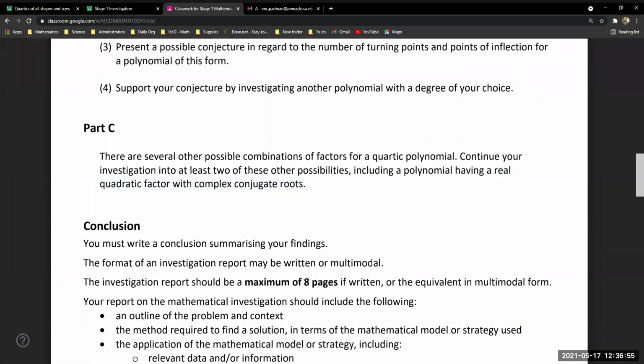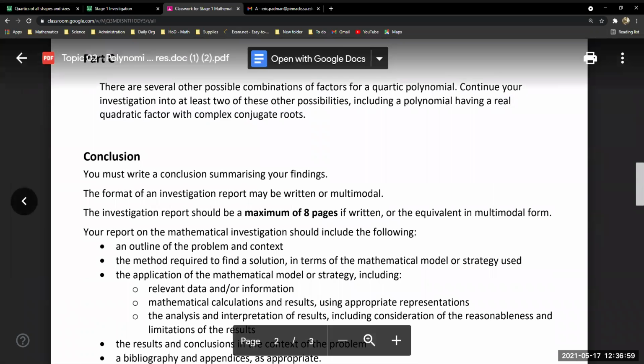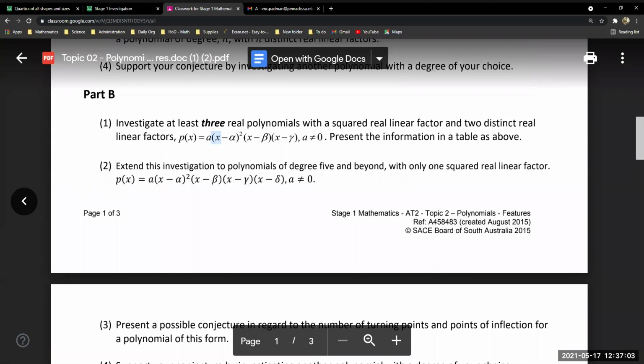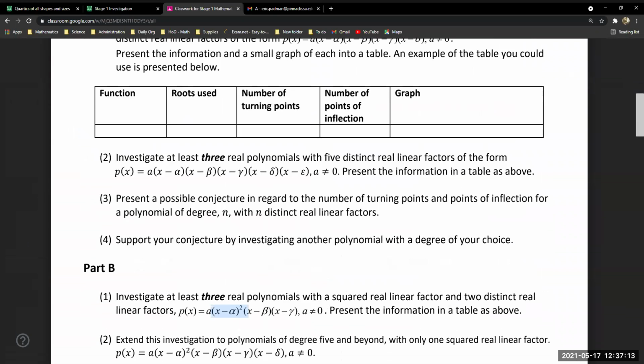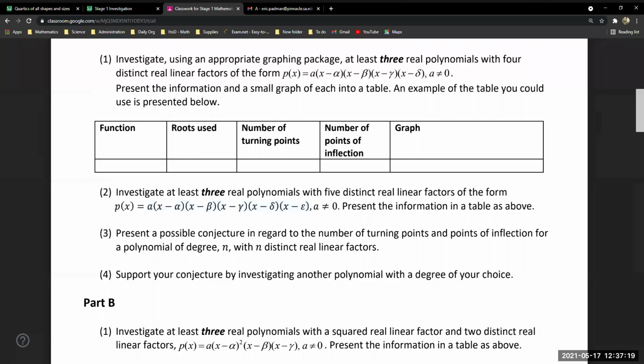So there we go. Okay, so we're going to go through part C. In part B, you extended the investigation if you had a quadratic factor and you looked at the relationship between quadratic factors, in terms of factors in general, part A and part B. Part A was all linear factors, and you should have found a relationship between the number of roots, the number of turning points, and the number of inflection points.